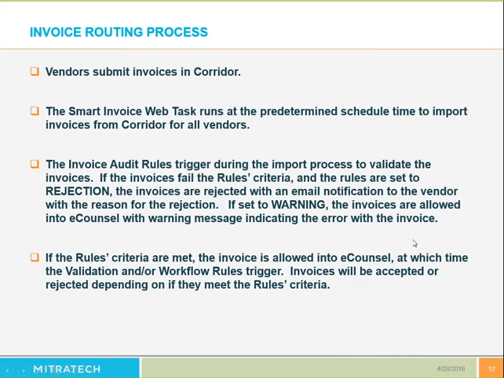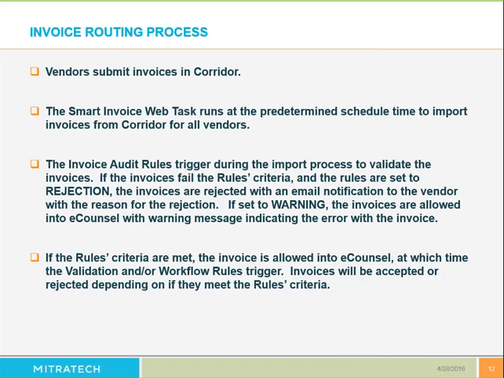The invoice audit rules trigger during the import process, and it validates the invoices based on the rules criteria. Each rule will trigger in the order that you've loaded them onto the system. The rejection ones will trigger first, and then the warning ones will trigger second. If the invoices fail any of the rules criteria, and the rules are set to rejection, the invoices are rejected with an email notification to the vendor with the reason for the rejection.